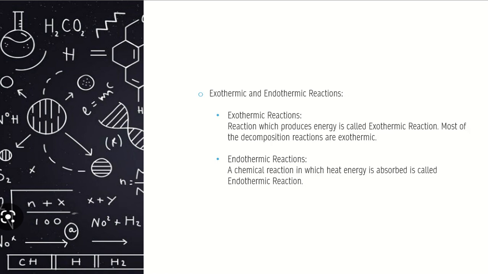Moving on, we have exothermic and endothermic reactions. Don't get confused between the two, but these are very simple to remember. Exothermic reactions. A reaction which produces energy is called an exothermic reaction. Most of the decomposition reactions are exothermic. Basically, a reaction which produces heat, like zinc granules plus dilute sulfuric acid produces heat. So it's an exothermic reaction. But an endothermic reaction is a chemical reaction in which heat energy is absorbed. So when heat energy is absorbed, it's called an endothermic reaction.